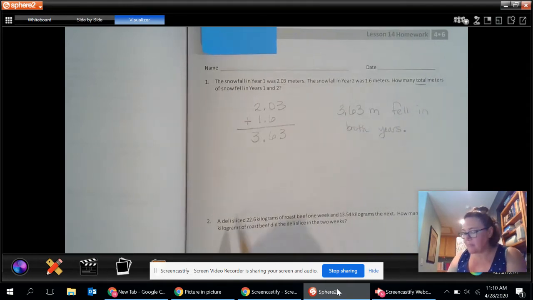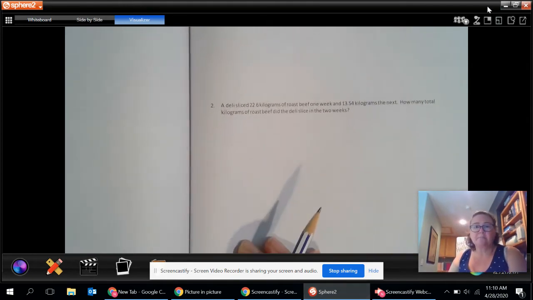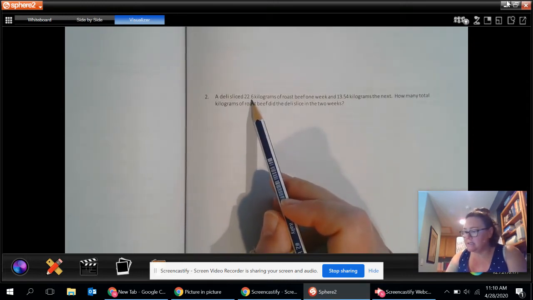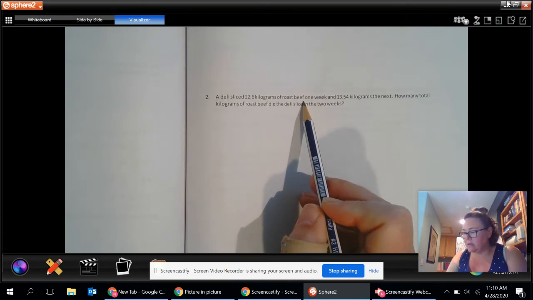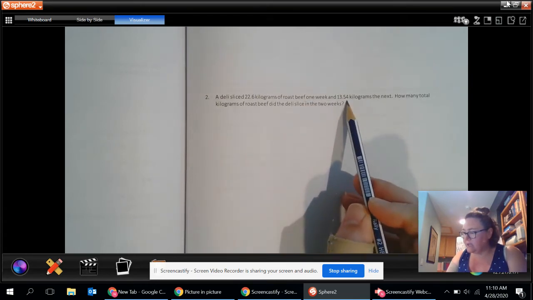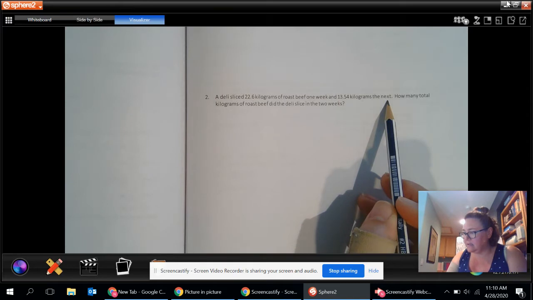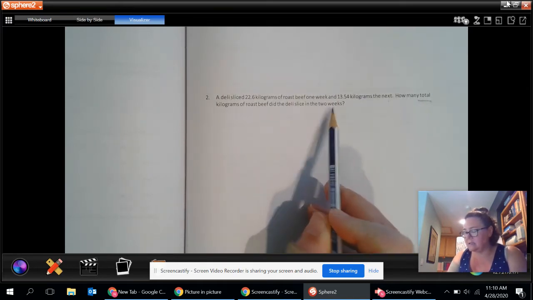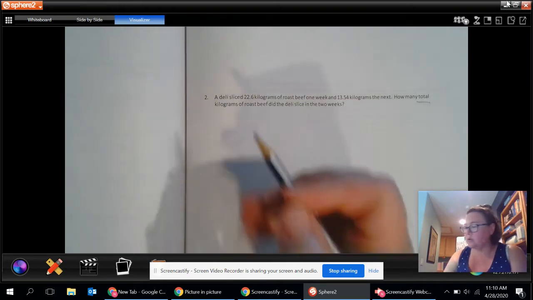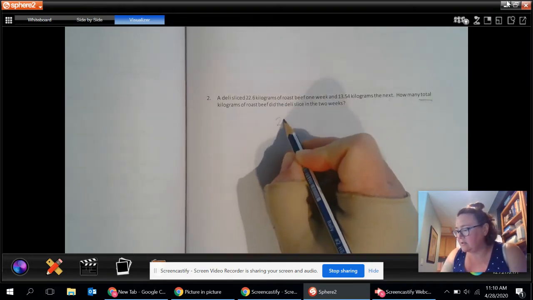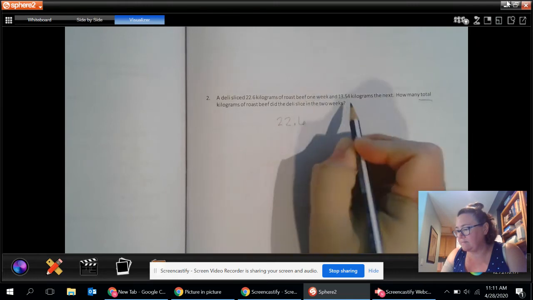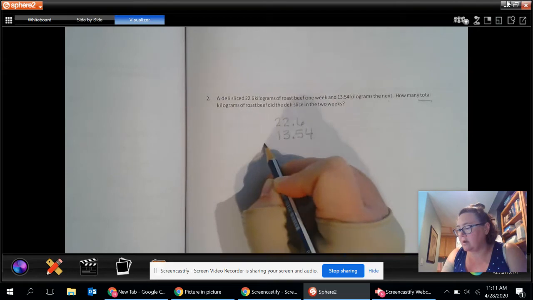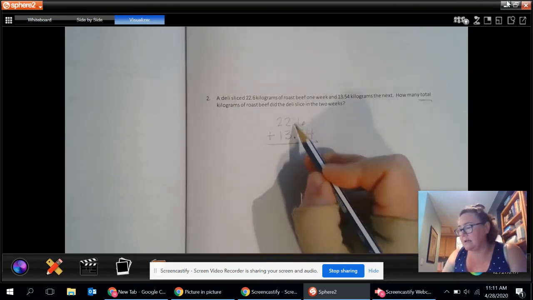Okay? When we go to the bottom, it says a deli sliced 22 6/10 kilograms of roast beef one week and 13 54/100 kilograms the next. How many total kilograms of roast beef did the deli slice in the 2 weeks? Again, looking for that total, we're putting them together. So we have 22 6/10, and then we have 13 54/100, putting them together, lining up the decimals.